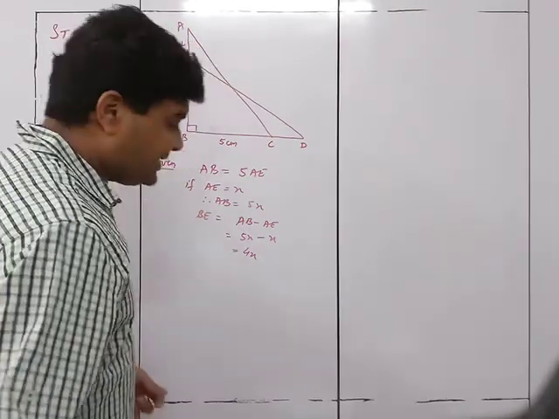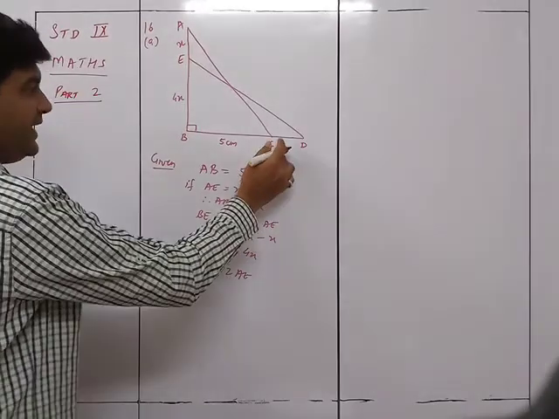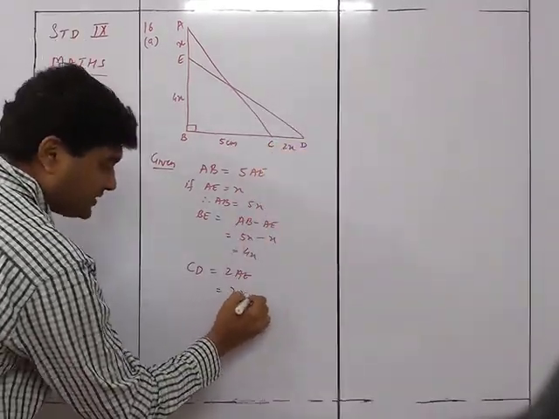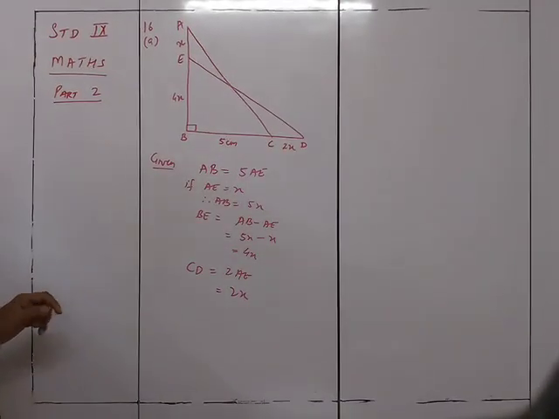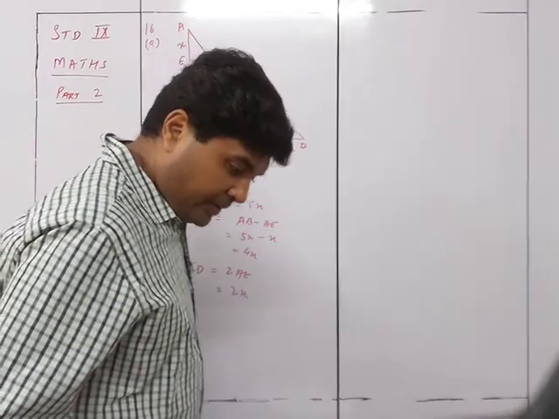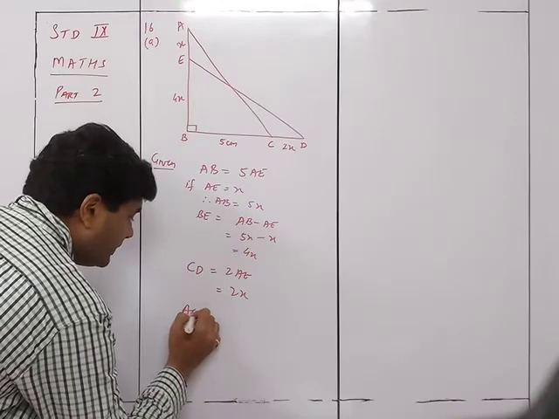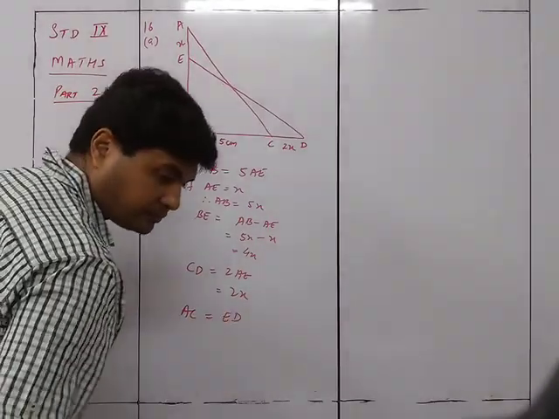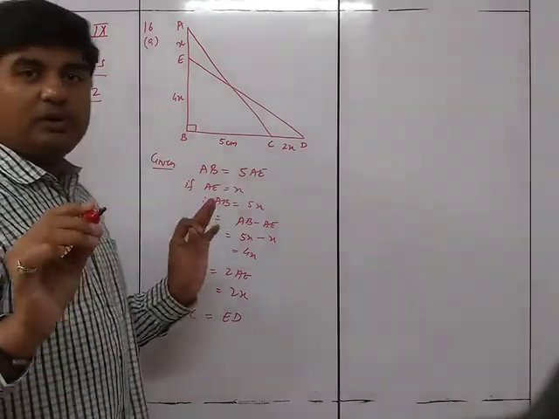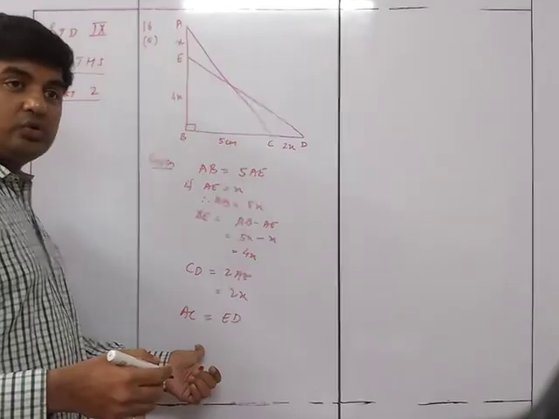The next thing is CD is equals to 2AE. So CD is equals to 2x. So now I have got everything in terms of x. So I can start solving. Moreover, they are given that one more thing is AC is equals to ED. They are given that AC and ED, meaning both the hypotenuse, are equal. That is very good and makes it easier. Okay, AC is equals to ED.